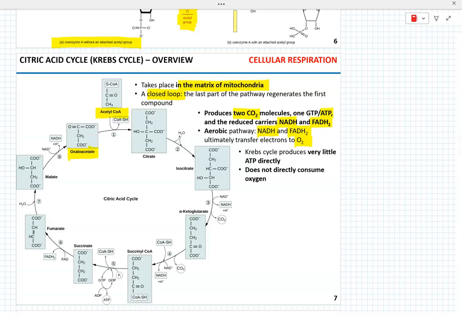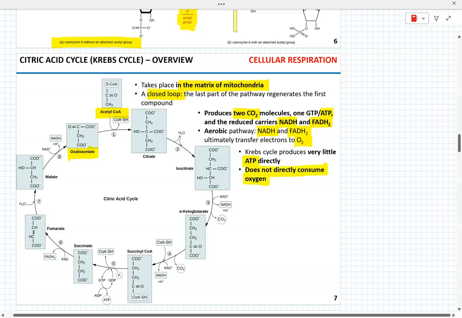You can see that Krebs cycle produces a very small amount of ATP directly and doesn't directly consume oxygen. But again, in order to recover NAD+ from NADH and FAD from FADH2, oxygen at the end of the electron transport chain is required.